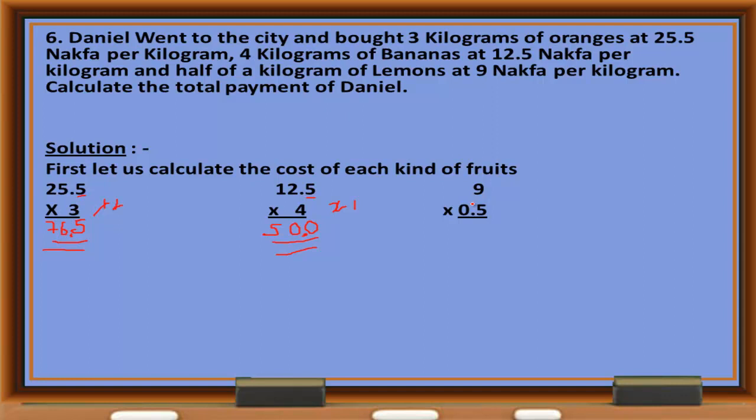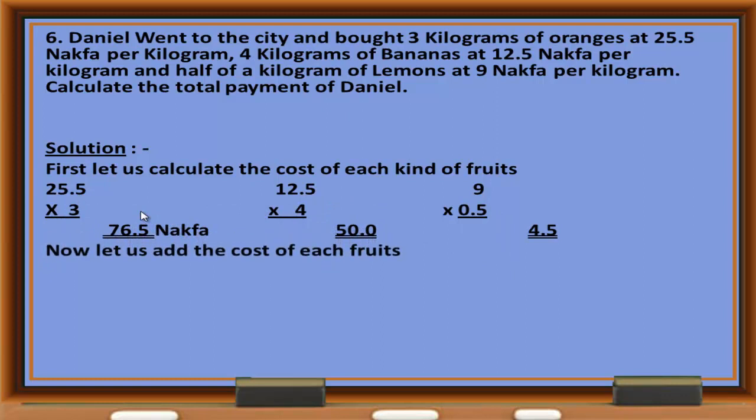kilogram. Half means 0.5, therefore 0.5 times 9. 5 times 9 is 45. Therefore, after the decimal there is one digit. We count from the right one digit. We put here the decimal point. He paid 4.5 nafa for the lemons.